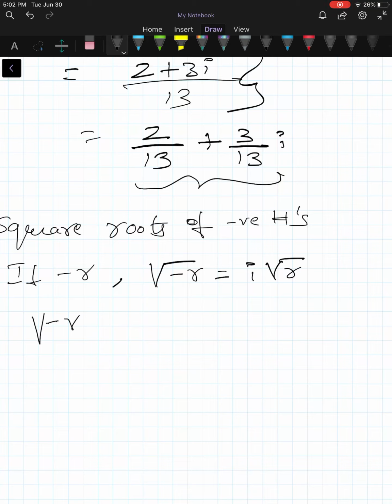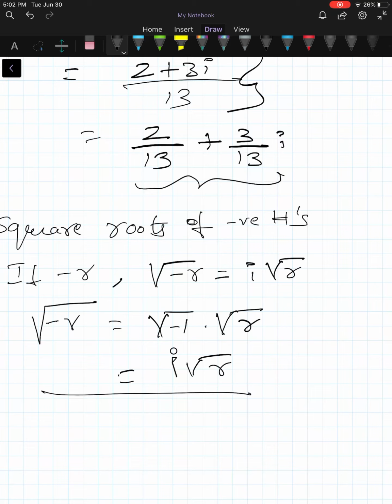How did you get this? I told you that if you write square root of negative r using the rules of square roots, you can write it as square root of negative 1 times square root of r, right? But square root of negative 1 is i. I already discussed this, so this is a part of the definition, so I am writing it again. So square root of negative r is nothing but i square root of r.